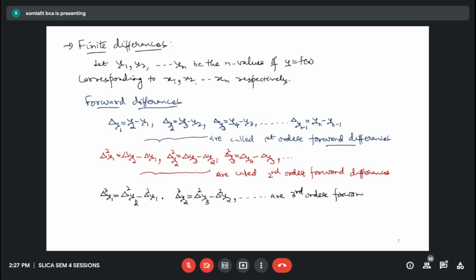This is about first order differences. Then you have followed the same procedure. It's just repetition, induction of what you did in the previous one. Whatever differences you found, you take differences of them again. So this is delta y2 minus delta y1, which are nothing but the second order. Then delta cube y1, that is this one, delta square y2 minus this, and so on. These are the third order forward differences. You can write in general index. So in general, you can write like this.